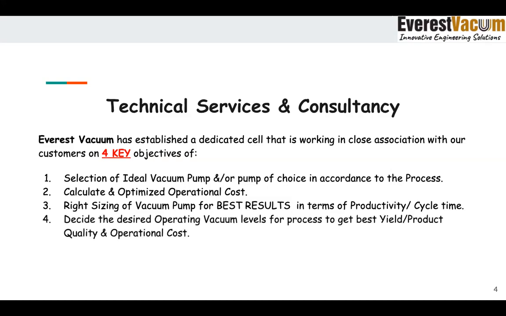Apart from this, we help our customers decide what should be their desired operating vacuum levels, and if they change their vacuum levels, how will it affect their yield, product quality, operational cost. So all these three go hand in hand, and the customer will be able to very clearly identify what is the best after he gets in contact with us. He'll be able to have a very clear thought as to what pump, what vacuum should he be using, and what can be his expected operational cost.